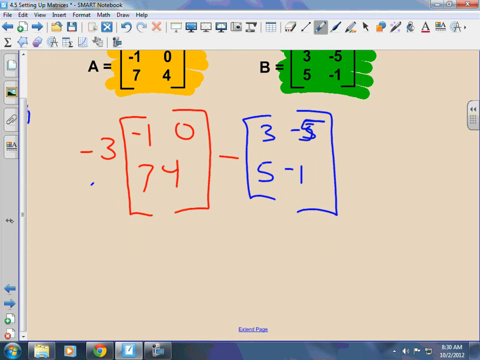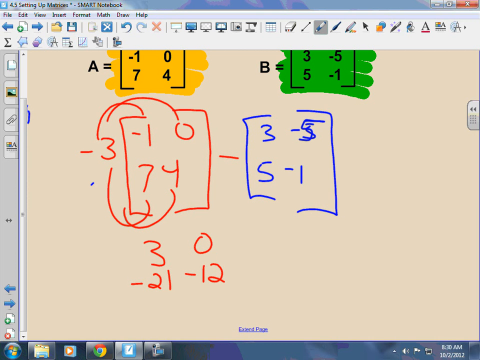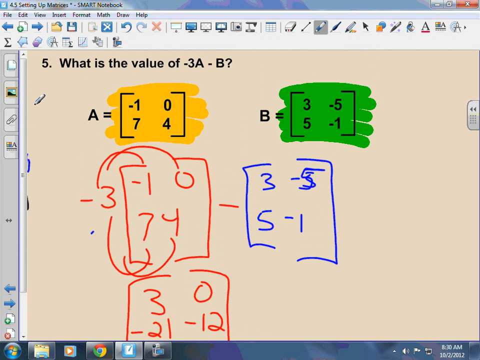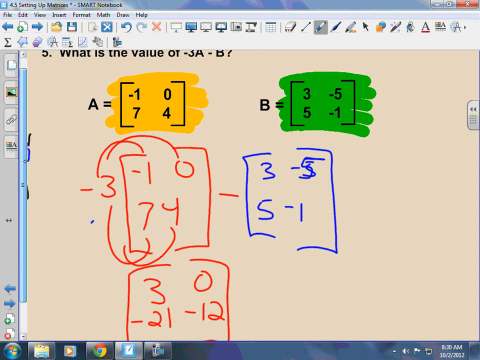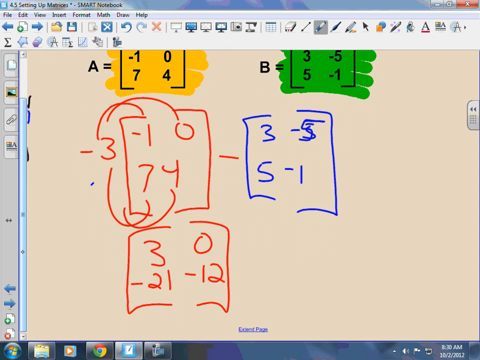It's -3 times this matrix, so -3 has to be multiplied to everything inside here. So I get 3, 0, -21, -12. Do you see how this matrix is changing? It started off as A. We found out that it's the highlighted in yellow. We multiplied everything by -3, and now we have this matrix here. Minus, this matrix hasn't changed yet.